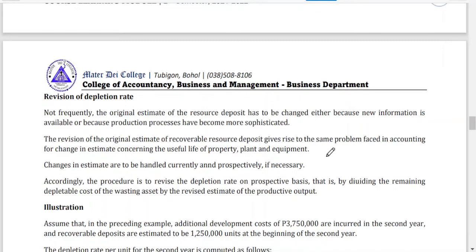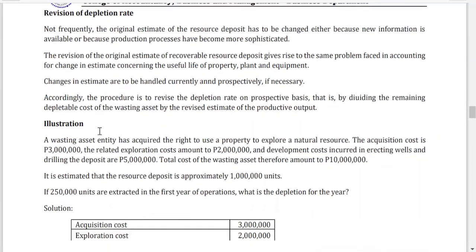Changes in estimate are to be handled currently and prospectively if necessary, meaning during the year of change we can change the application, but the previous years where we already recognized the depletion, we will not touch. Accordingly, the procedure is to revise the depletion rate on a prospective basis, that is by dividing the remaining depletable cost of the wasting asset by the revised estimate of the productive output. So let's go to this problem.